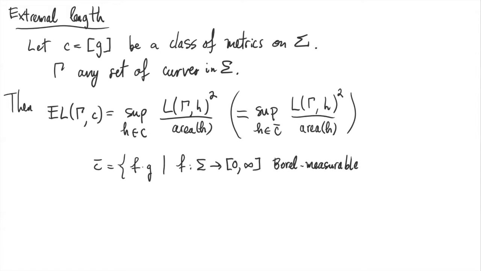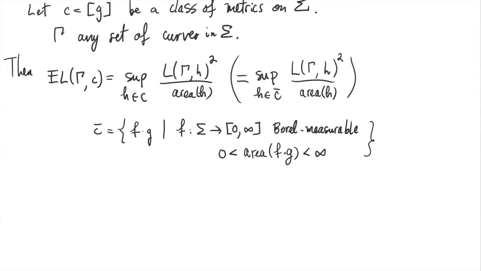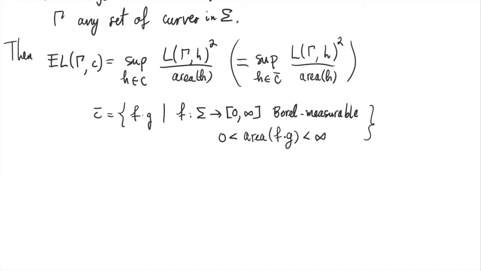And then there's one more condition. For the ratio to make sense, we require that the area of this generalized metric is positive and finite, so that the ratio makes sense. A priori, all curves could have infinite length, in which case you have infinity divided by something, but we never divide by 0, and we don't have infinity over infinity, so we get a well-defined ratio. Okay, so that's extremal length.